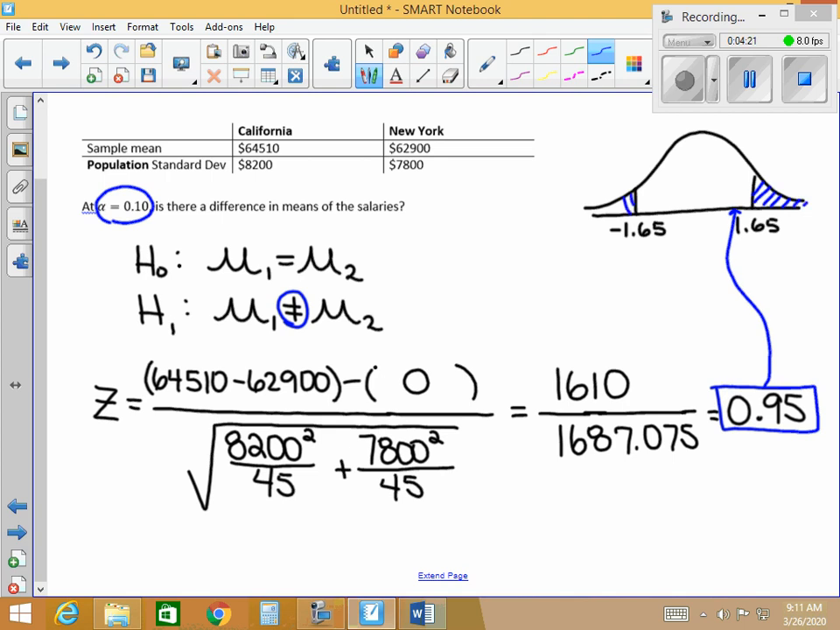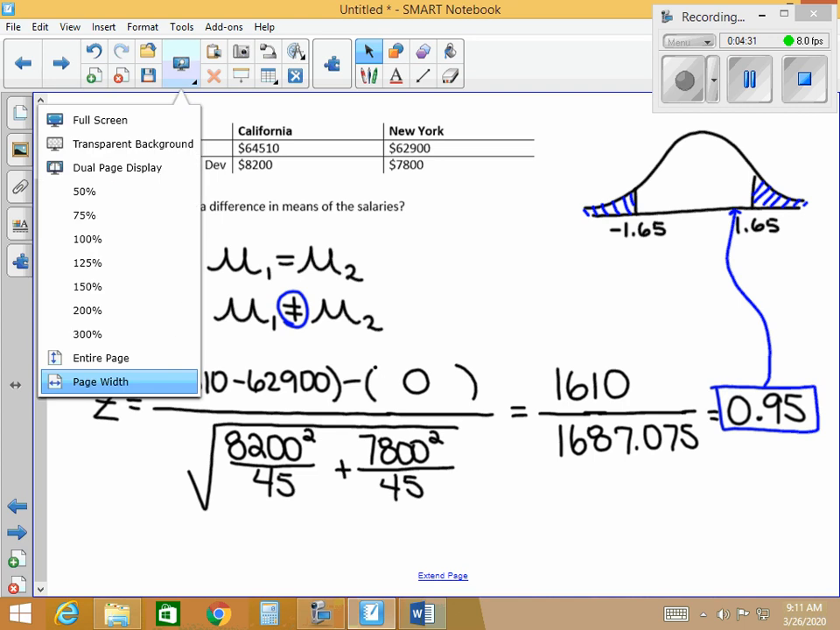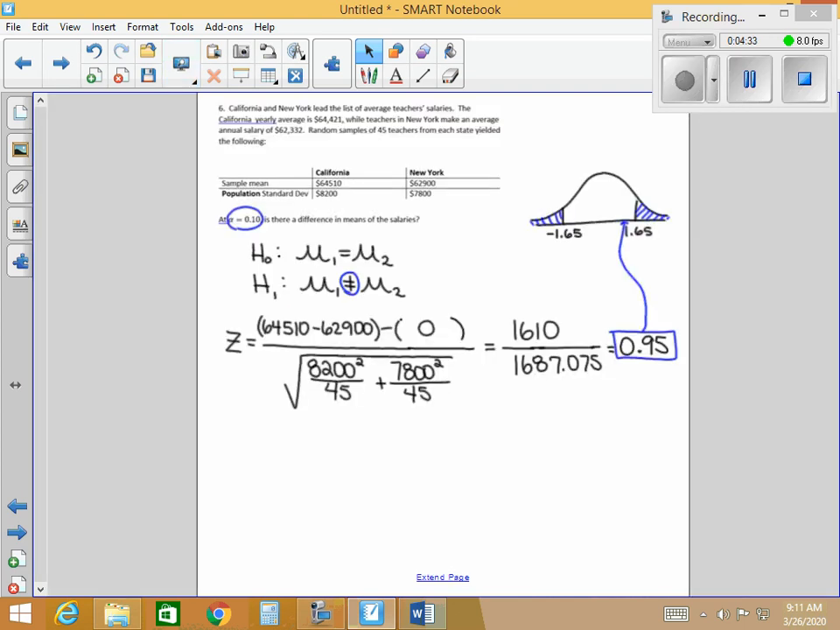These blue shaded tails in my two-tailed test, that's where I would reject the null hypothesis. 0.95 is to the left of 1.65, which means I'm not going to reject the null hypothesis. So in words, I would say do not reject the null.